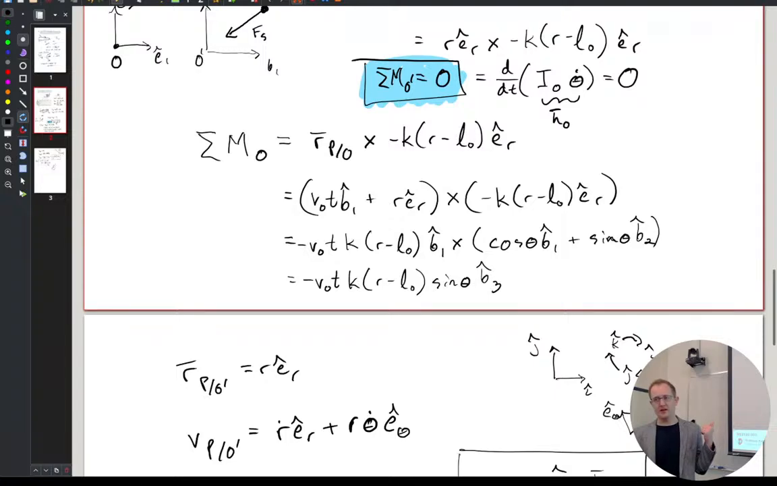But what about in the O frame, if that's our origin? What is that one telling us? What's happening to our angular momentum over time? It's changing, yep. By how much? V0T, so every second there's more and more angular momentum around that O frame.